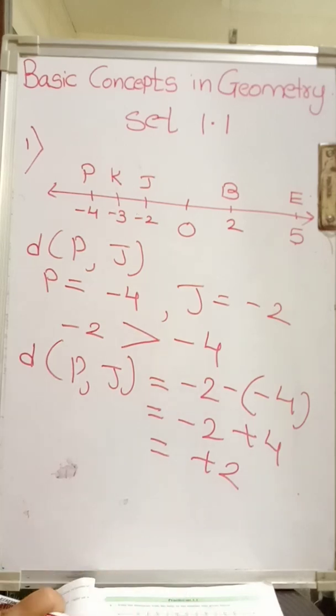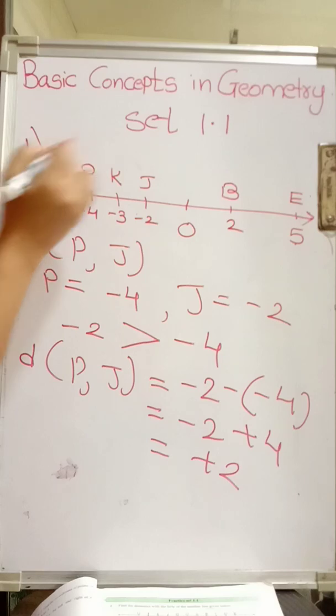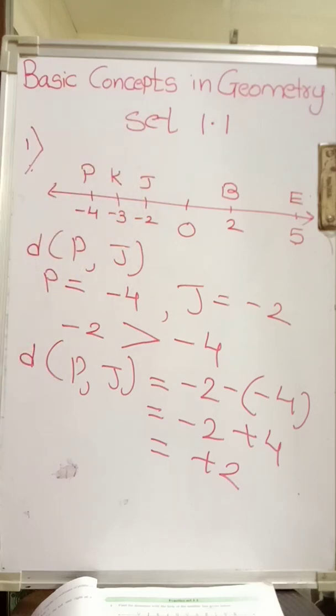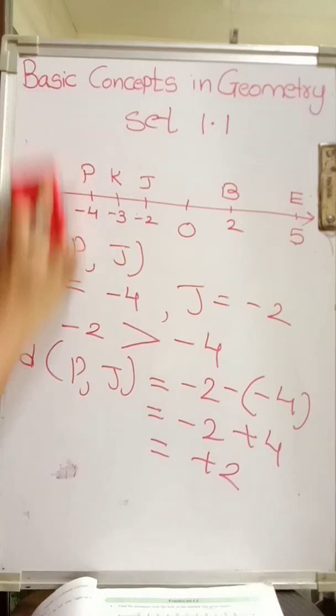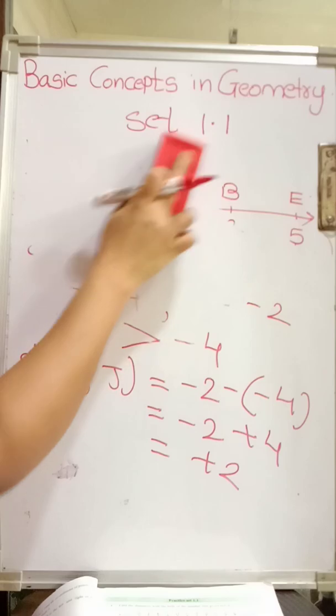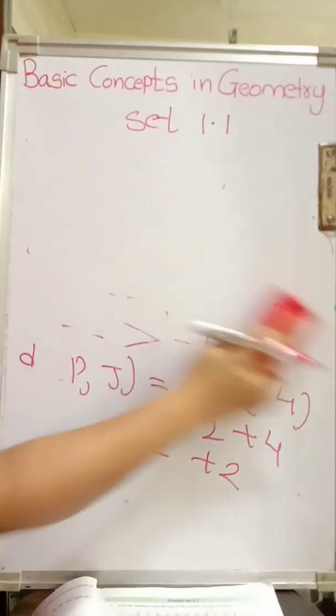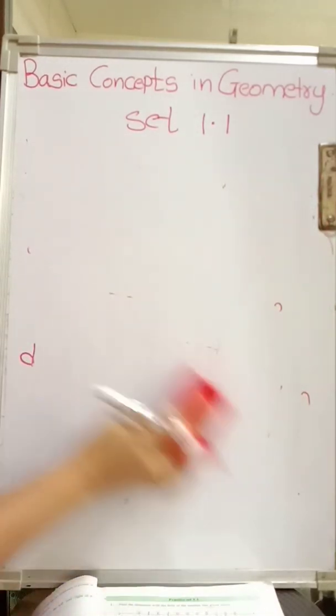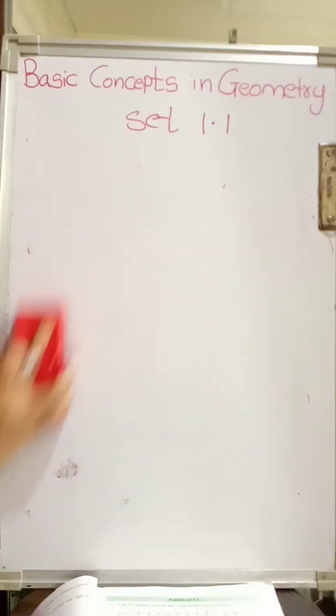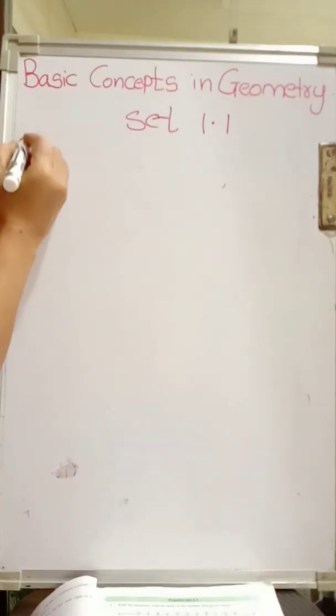The remaining ones you are going to do on your own, and that is how we have done question number 1 of set 1.1. Now let's quickly see question 2, which is on a similar basis. Very easy, students. I have shown you 2 problems. Remaining you will be doing. I have taken a difficult one and an easy one. Now let's go to question 2.